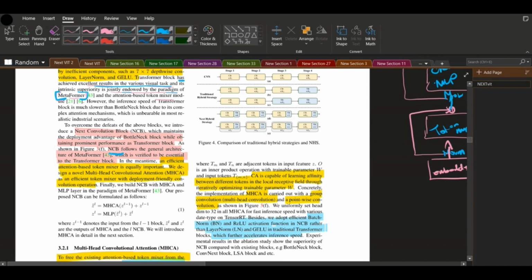So the authors state that the next convolutional block follows the general architecture of the metaformer, which is verified to be essential to the transformer block. An efficient attention-based token mixer is equally important. Therefore, they decided to design a novel multi-head convolutional attention as an efficient token mixer with deployment-friendly convolutional operation.